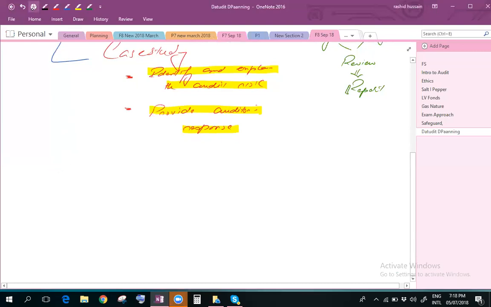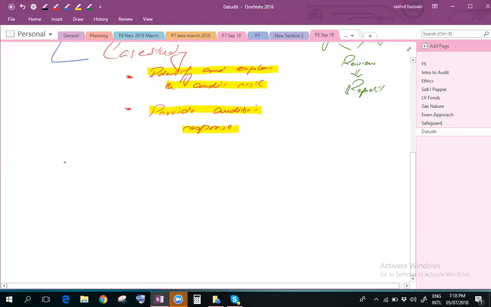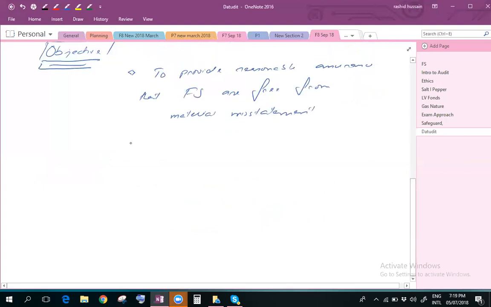Okay, I'm going to make a link before explaining this audit risk, and you need to understand that link. First of all, what was the objective of the external audit? If you remember, the objective of the external audit was to provide reasonable assurance that financial statements are free from material misstatement and prepared according to the applicable financial reporting framework.